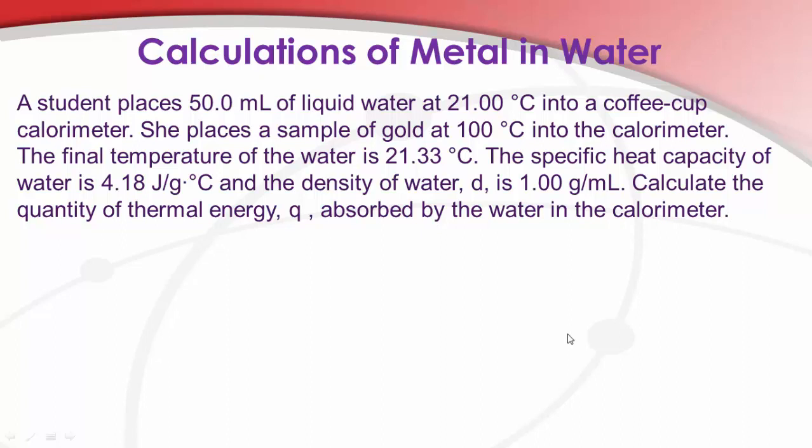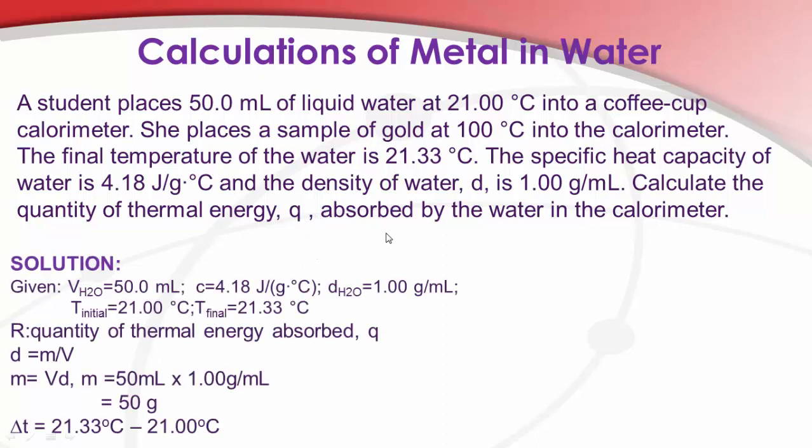So in this case, the identity of the sample, the fact that it's gold, has no impact whatsoever on our calculation. The only thing we care about is the mass of water and the change in temperature. So, our mass of water, remember it's 1 gram per milliliter, 50 milliliters makes 50 grams. The temperature change is quite small, 0.33 degrees Celsius.